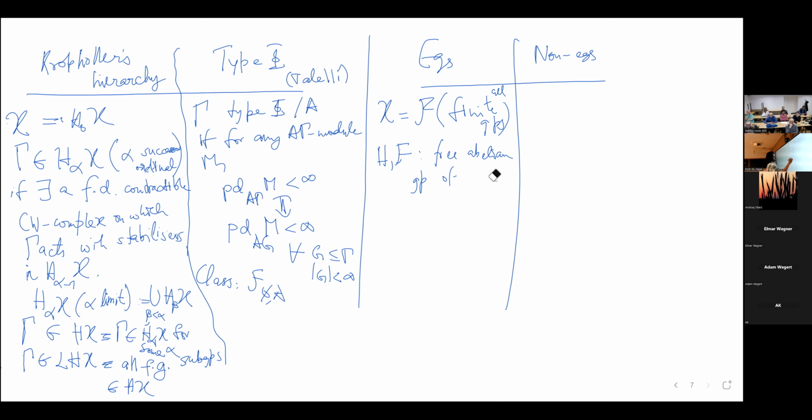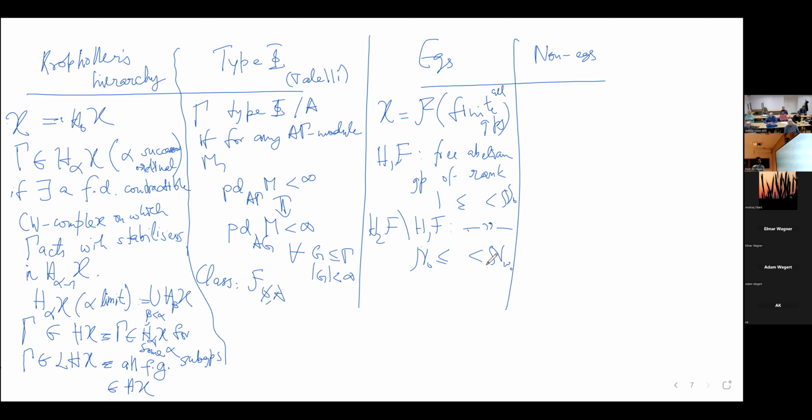Yes, a free abelian group of rank between 1 and Aleph 0 is in H1F. And if I want a group in H2F and not in H1F, I can take again a free abelian group of rank now between Aleph 0 and Aleph omega 0, where omega 0 is the first infinite ordinal.